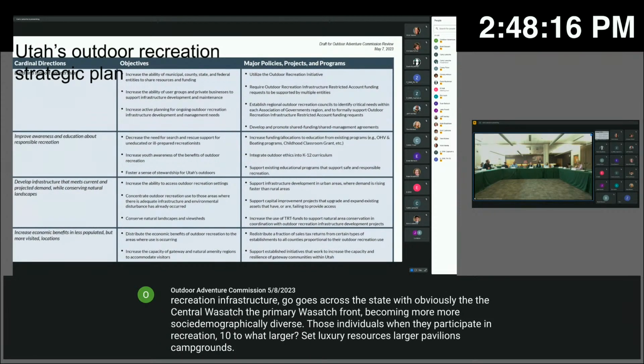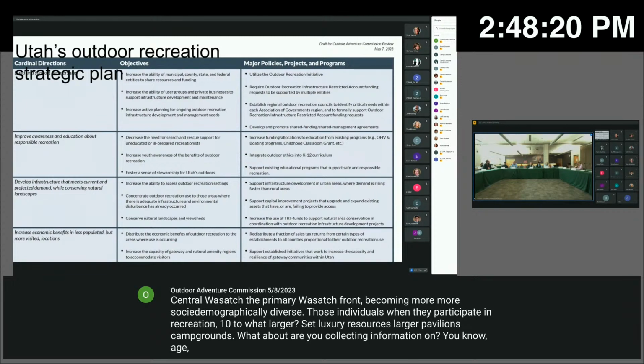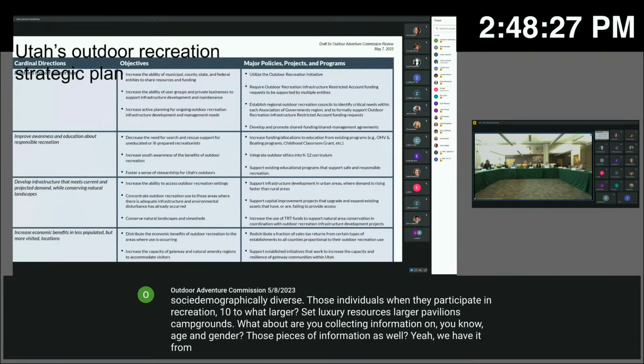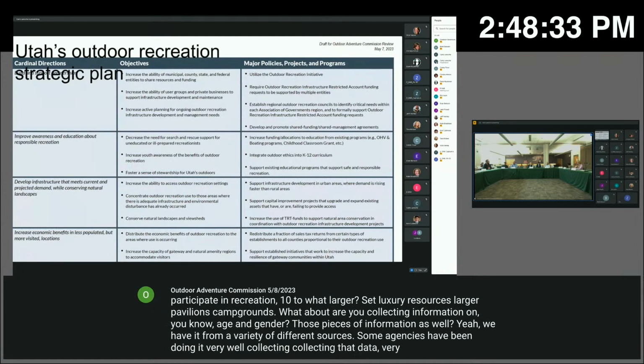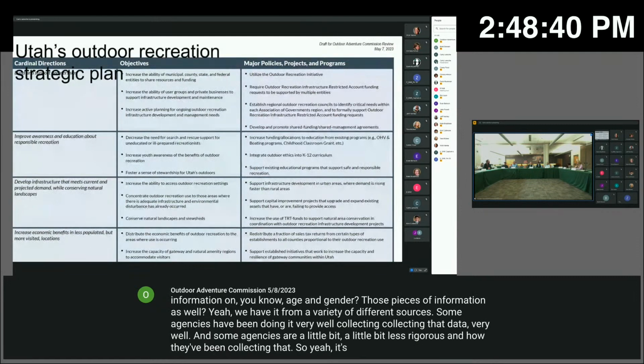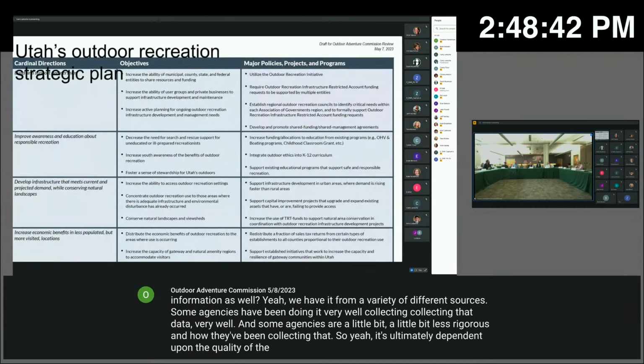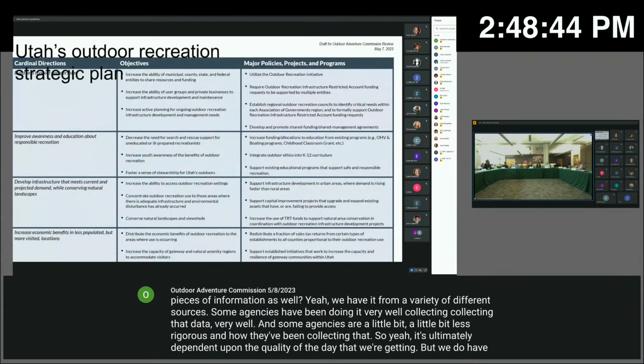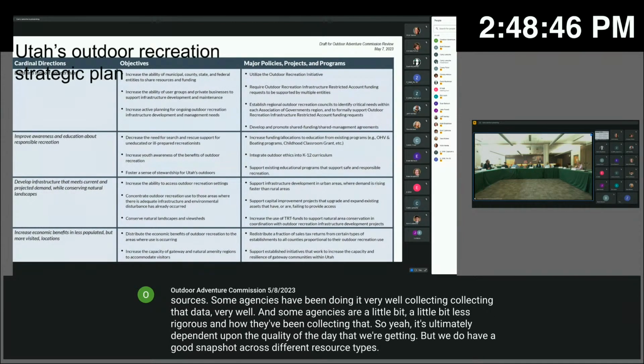What about, are you collecting information on age and gender, those pieces of information as well? Yeah, and we have it from a variety of different sources. Some agencies have been doing it very well, collecting that data very well, and some agencies are a little bit less rigorous in how they've been collecting that. So, yeah, it's ultimately dependent upon the quality of the data that we're getting, but we do have a good snapshot across different resource types. Great, thanks.